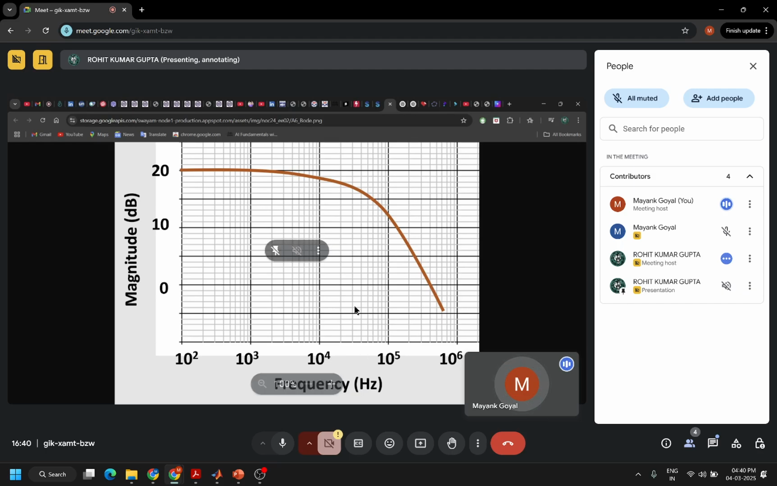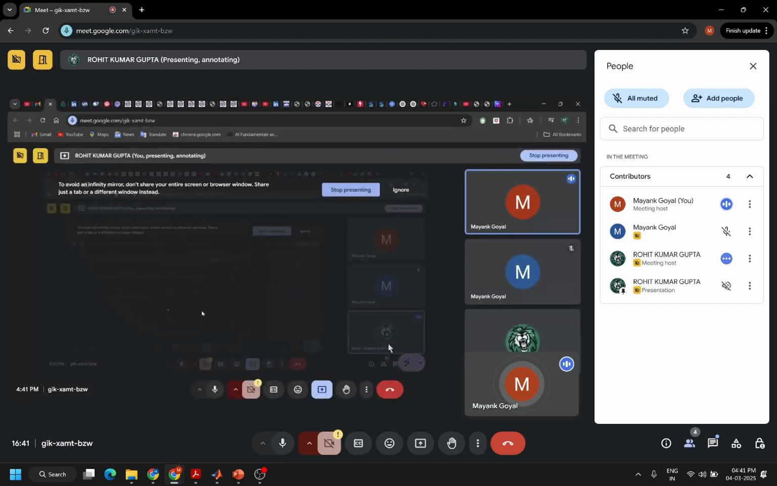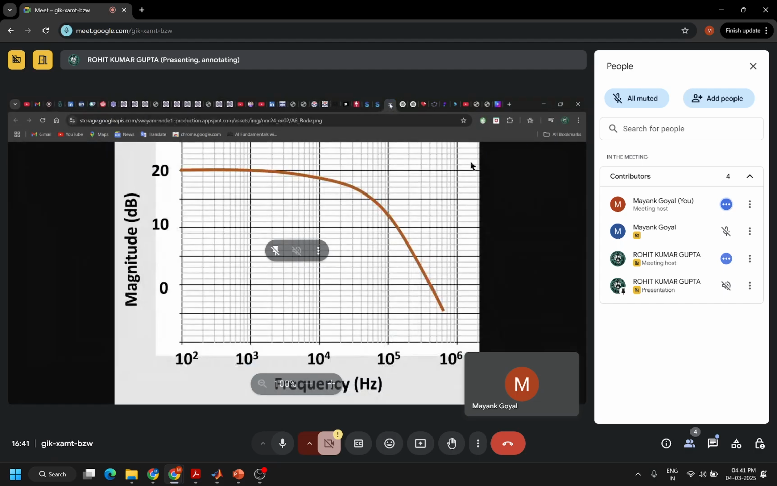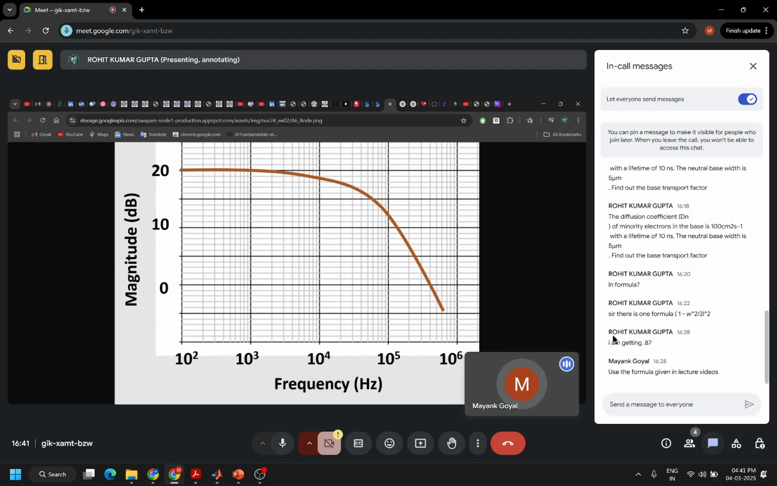Okay, you can't see my cursor. Wait. No, sir, I'm not able to see your cursor. Wait, wait. You won't be able to see my cursor. No, sir. I'm using mine. So can you put this link in the chat? The link for this graph. Okay.